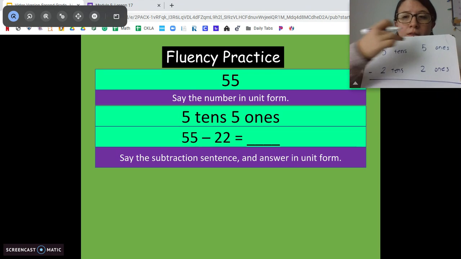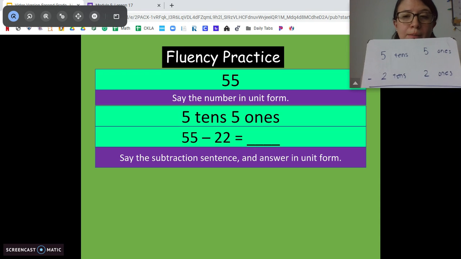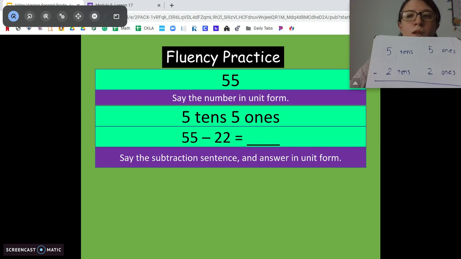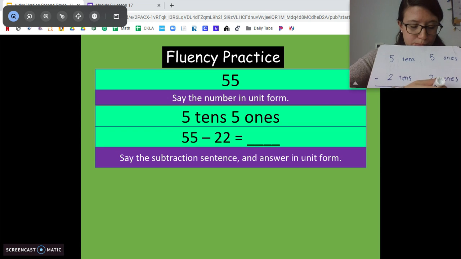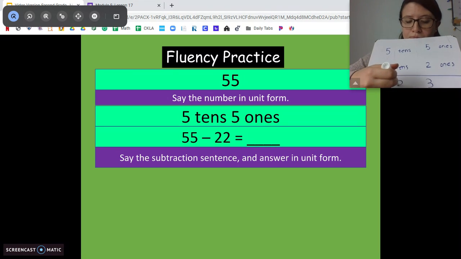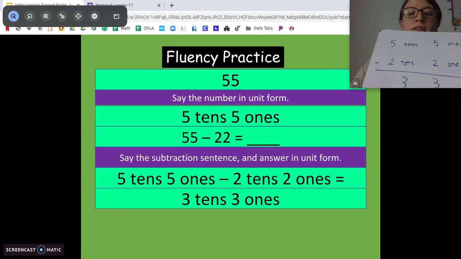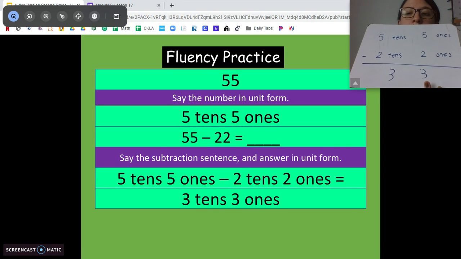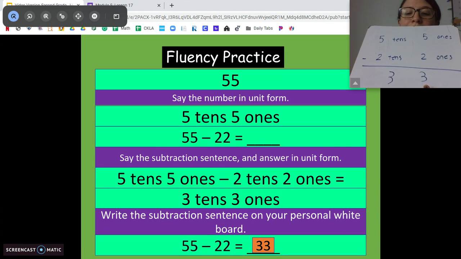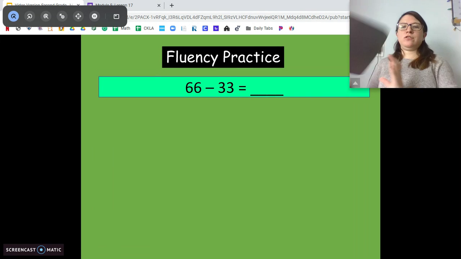What is the answer going to be in unit form? So what are your ones going to be? What are your tens going to be in unit form? Yep. It's going to be 3 tens, 3 ones, which is what number? Beautiful. All right, try this one.